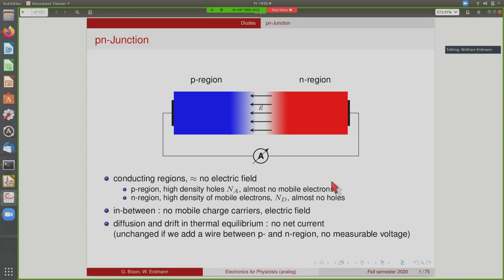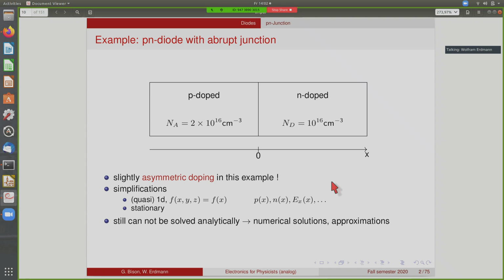Okay, so this is just a summary. I think we can go on now. We will start with a numerical example of a PN junction. So we have a p-doped volume on the left-hand side with 2 times 10^16 acceptors per cubic centimeter, and on the other side we have 10^16, so half the density, of donors.